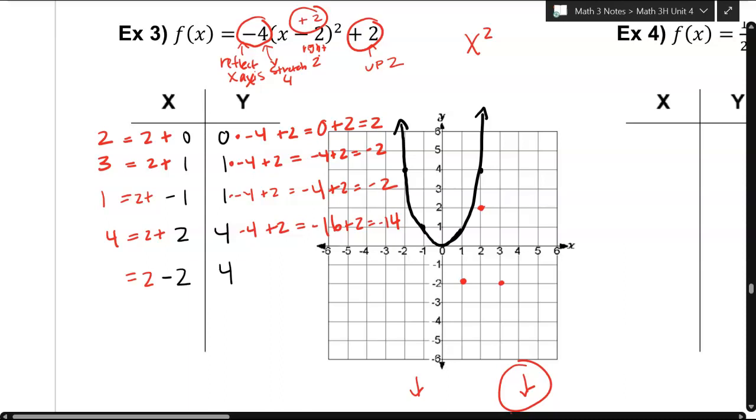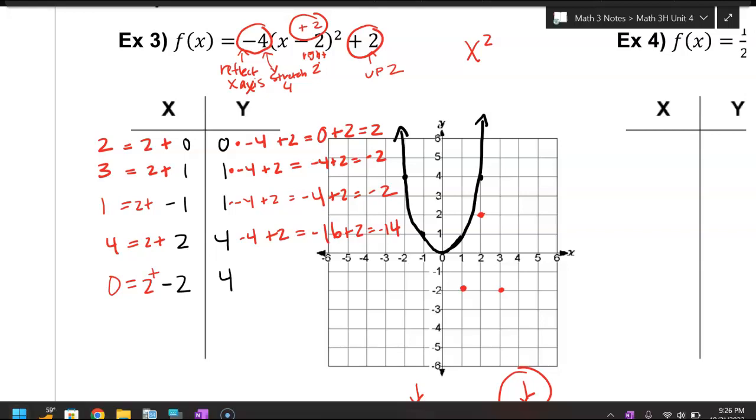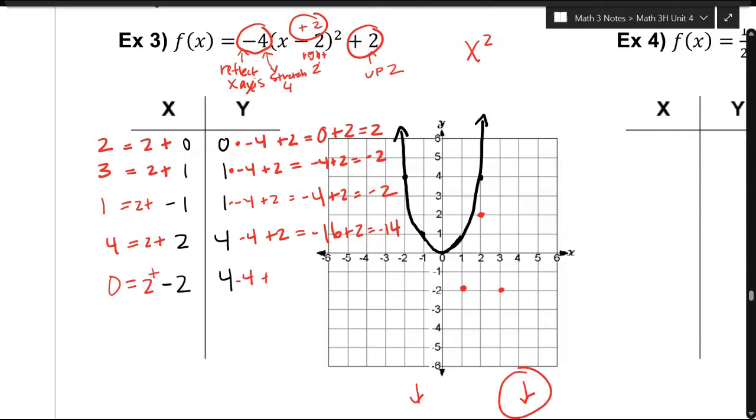All right, and then next, negative 2 plus 2, that's 0. And then negative 4 plus 2, that's going to be negative 16 plus 2, which is going to be that negative 14. So it's going to be that down again. So it really stretches those values apart on the y-axis to where we're going to those really negative points really fast.